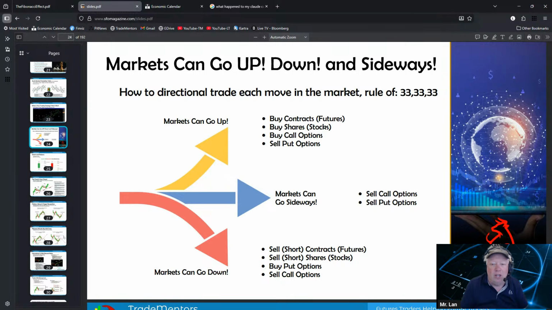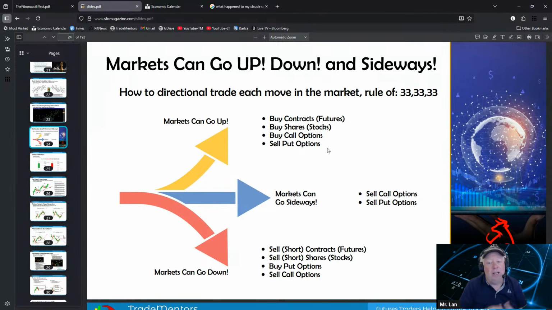So markets can go up. How do you make money in a market that's rising? Well, you buy a contract in the futures market, you buy shares in the stock market, you buy a call option on any of the markets, or you sell a put option, right? If the market goes up, if you buy a put option, well, you lose money. So that in turn is just the opposite of that. If the market goes up and you sell a put option, well, you make money.